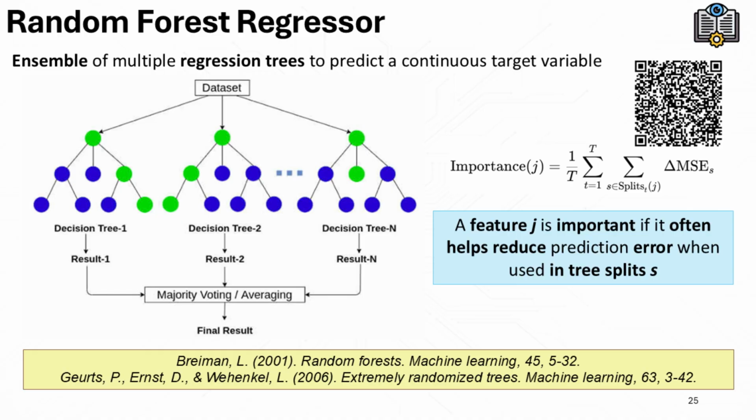But the real magic for our current goal lies in how this model quantifies importance. As you can see in the formula, we calculate the importance of a feature J by looking at how much it reduces the prediction error.